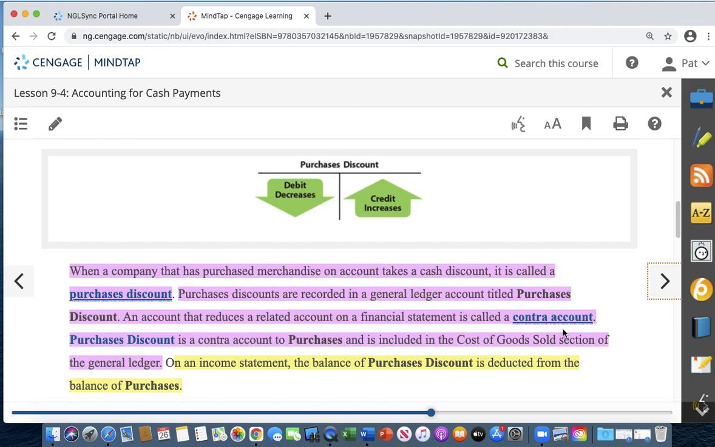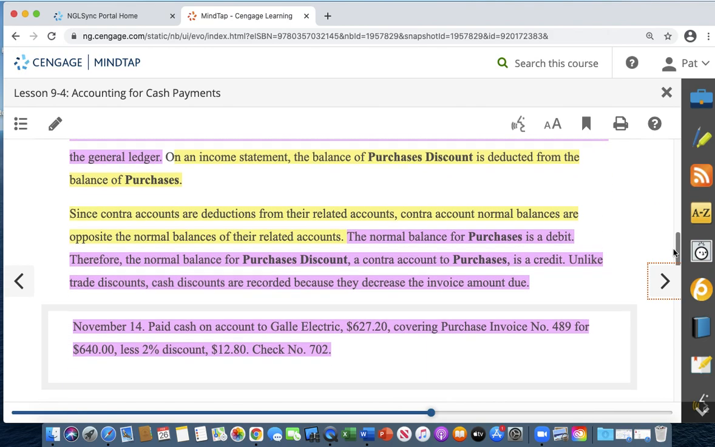This purchases discount is a contra account because it reduces its related account. Another one we'll have next chapter will be sales discount. And sales is a credit balance, so sales discount will be the opposite. Anytime you have a contra account, it'll be the opposite. On the income statement, the balance of purchases discount is deducted from the balance of purchases. And when we're trying to figure out cost of goods sold, all the money we spend on purchases minus the discounts. That's just kind of things we're going to think about later.